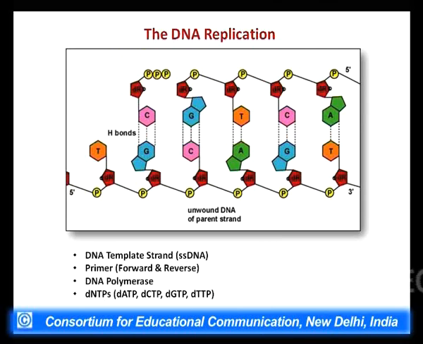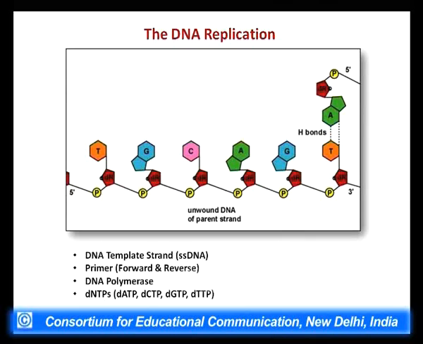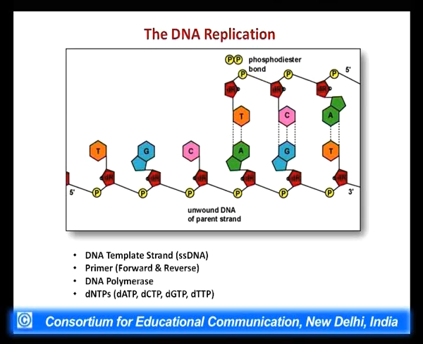What we require for DNA replication is a DNA template strand, which is a single-stranded DNA strand onto which the complementary strand will be formed, the primers, which will be the forward and reverse primers, DNA polymerase, which helps in the replication or amplification process, and the nucleotides, which will be deoxyadenosine triphosphate, deoxycytosine triphosphate, deoxyguanine triphosphate and deoxythymidine triphosphate. So this is the very basic concept of DNA replication.